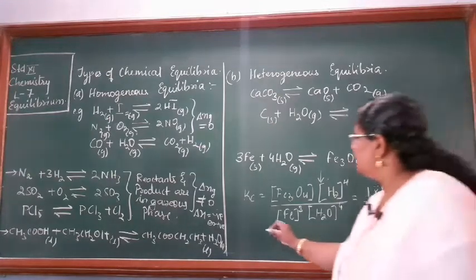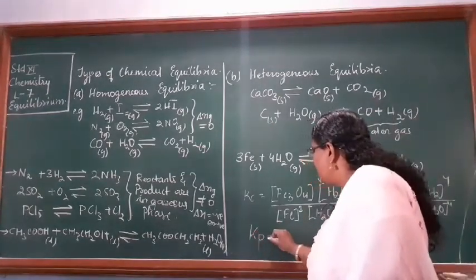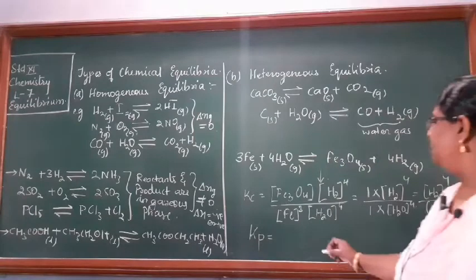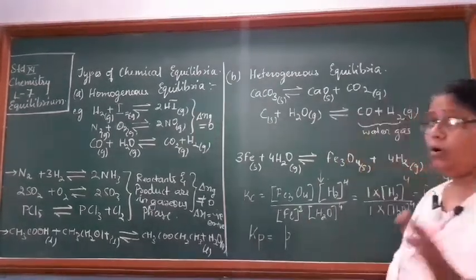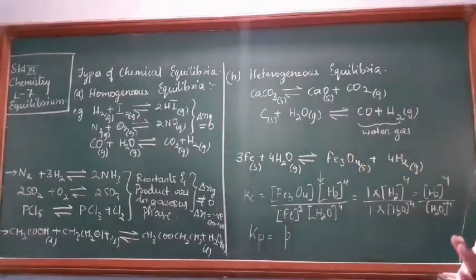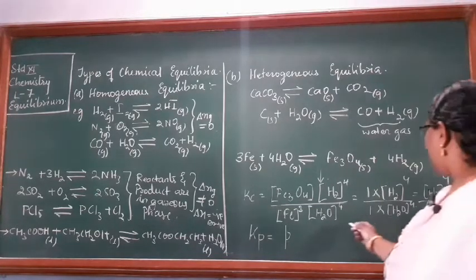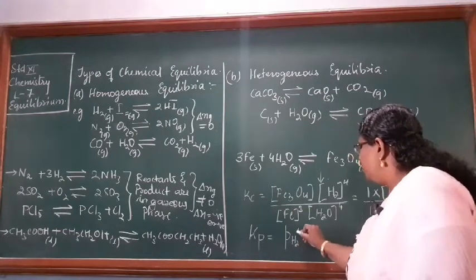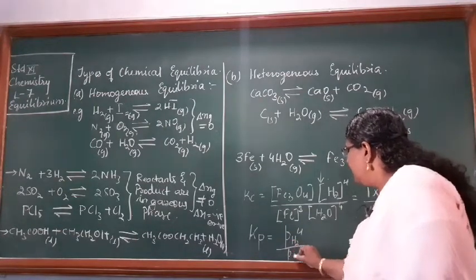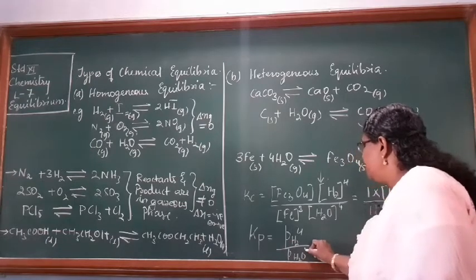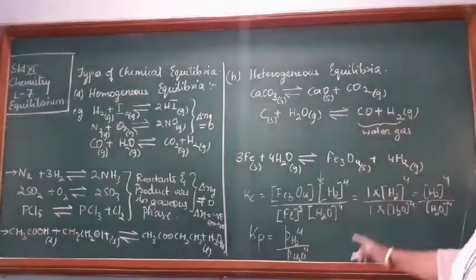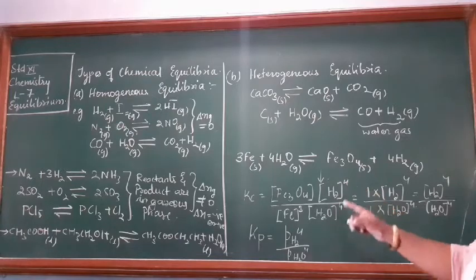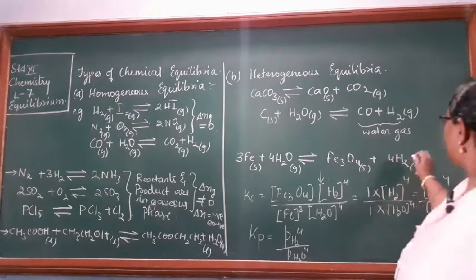If you want to represent the Kp value, then how is your Kp value represented? Kp will be partial pressure only of the gaseous substances. Okay, we will not write it for the solids. So P of H2 raised to 4 upon P of H2O raised to 4. So that is how you represent the Kc and Kp for this particular equation.